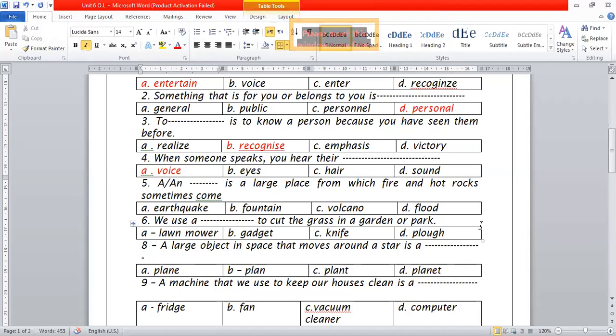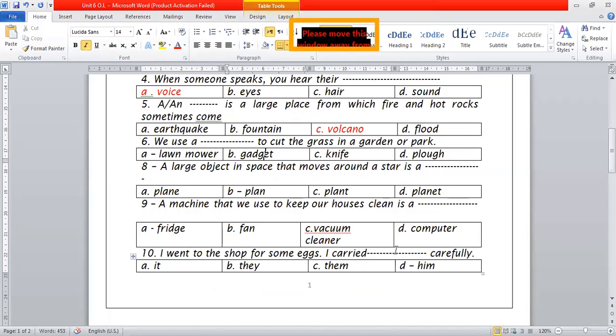After that, number 5. We can answer number 5. C. What is a large place from which fire comes? C. Volcano. Very good. Yes. Number 6. We use it to cut the grass in a garden or park. Yes, Faris. A. Very good. Lawn mower. You can use it to cut the grass. Number 8.